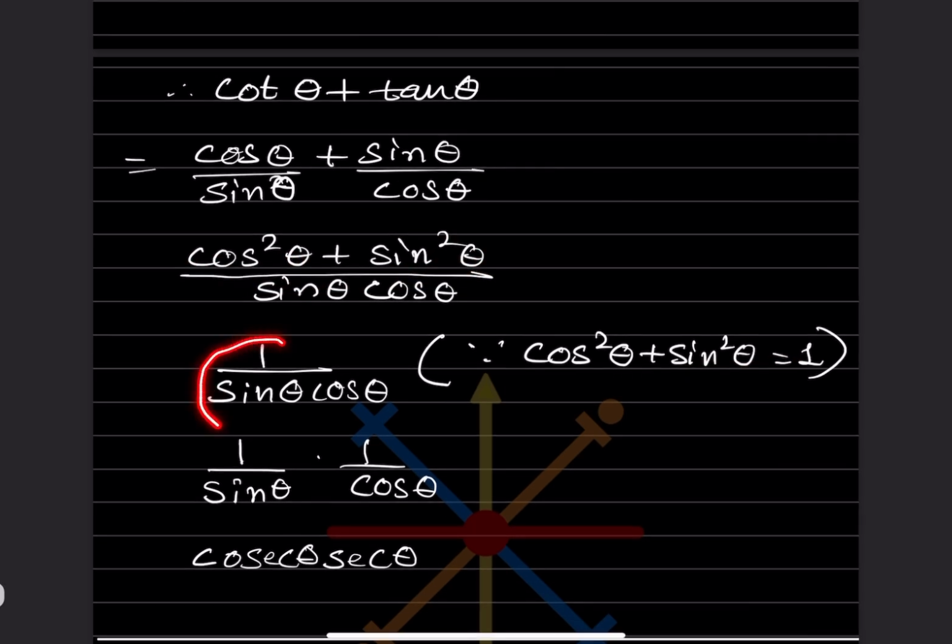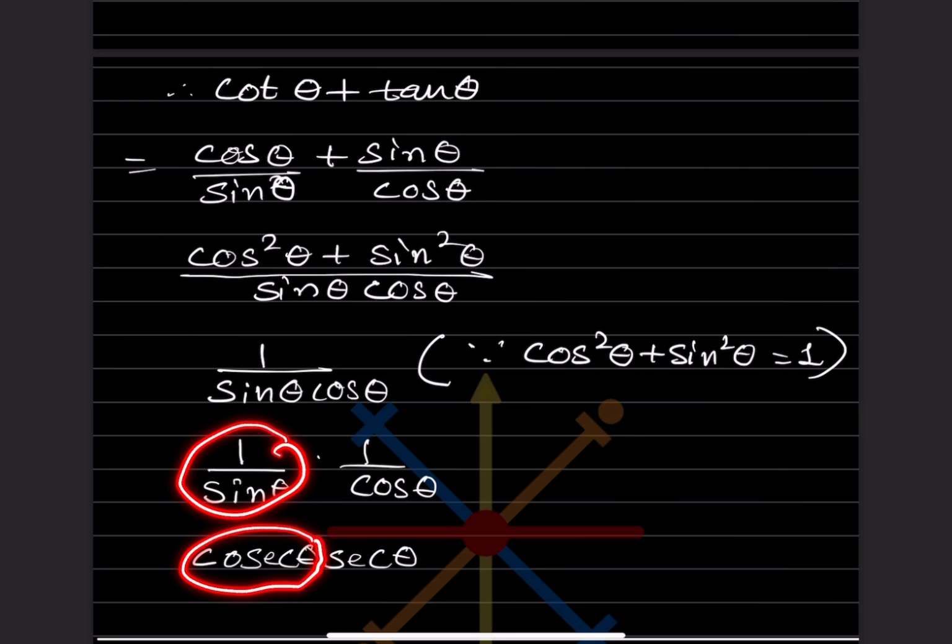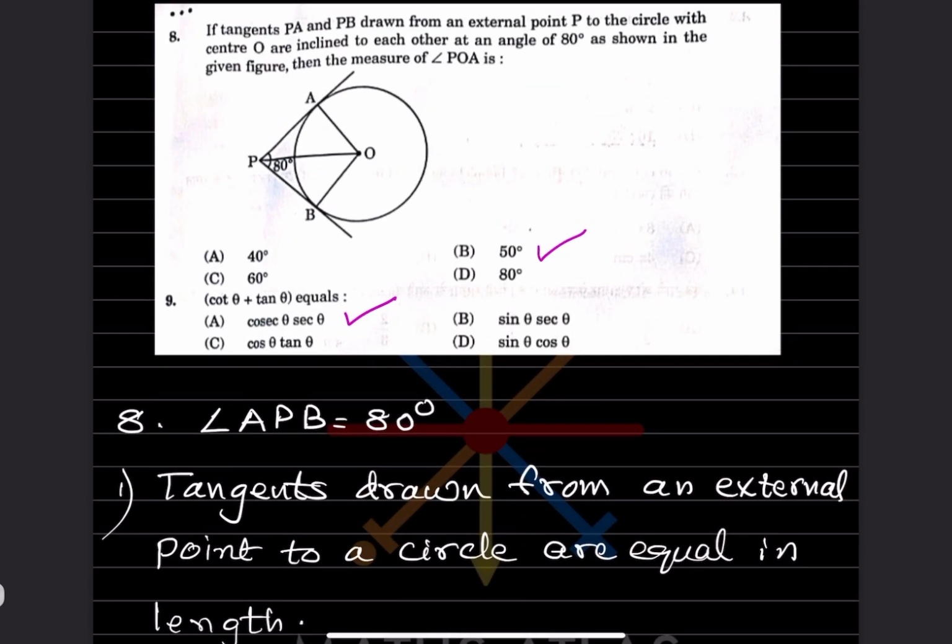Now what will you do? There is a multiplication over here, so we can separate this. We'll write 1 by sin theta into 1 by cos theta. So 1 by sin theta is cosec theta and 1 by cos theta is sec theta. So this is cosec theta and sec theta. That is the answer, and the option given is the A option.